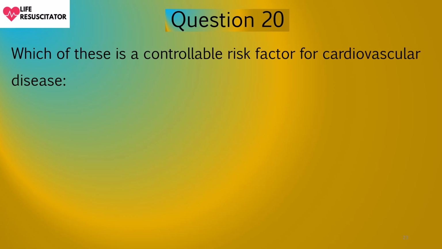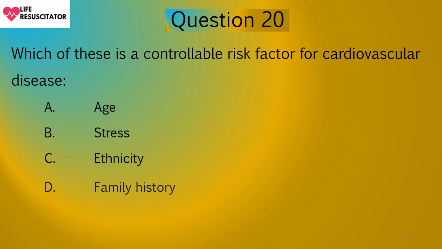Question 20. Which of these is a controllable risk factor for cardiovascular disease? A, age, B, stress, C, ethnicity, D, family history. What is your choice? As we get ready for question 21.